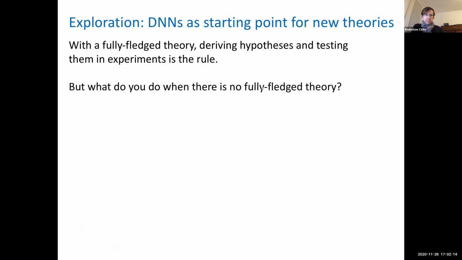So the story goes like this. If you have a fully fledged theory, where hundreds of years have been spent on developing how a particular thing works, I don't know, gravitational mechanics, then you derive hypotheses from this theory and you test them in experiments. And this is just the right way of doing it because your theory is very rich and you just need to find out how well it's doing. But what do you do if there is no fully fledged theory, or if there is actually no real theory at all?